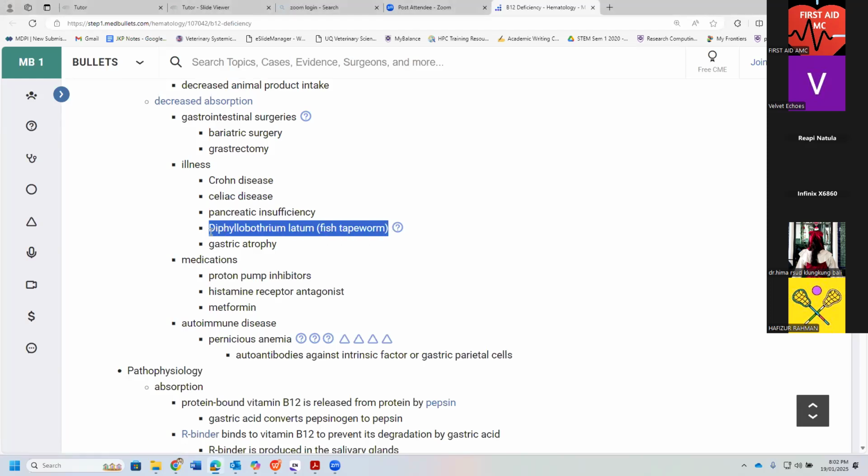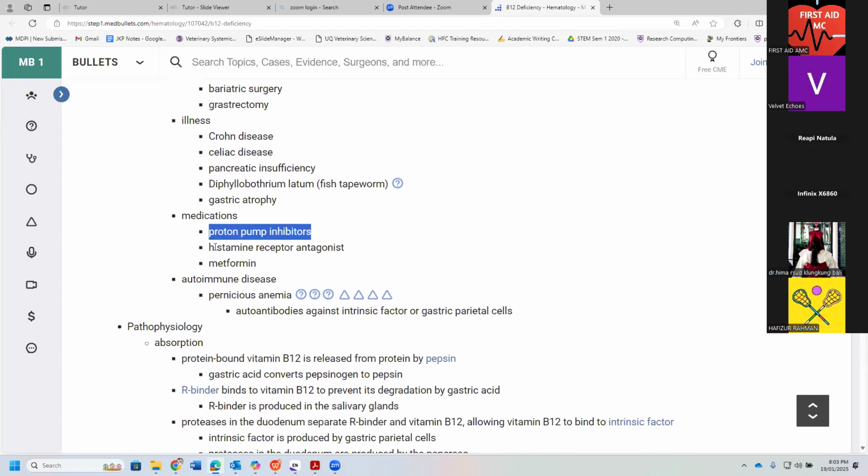I remember in my exam, this question came: which parasite is associated with vitamin B12 deficiency? So Diphyllobothrium latum is a fish tapeworm. This is associated with vitamin B12 deficiency. Or gastric atrophy. Medications like PPIs, histamine receptor antagonists, and metformin, and autoimmune disease, which is pernicious anemia.